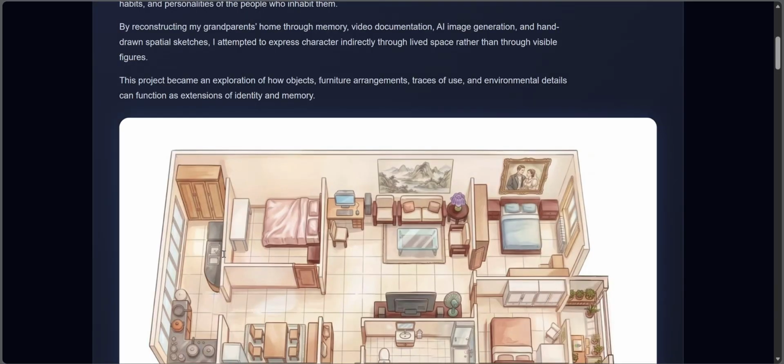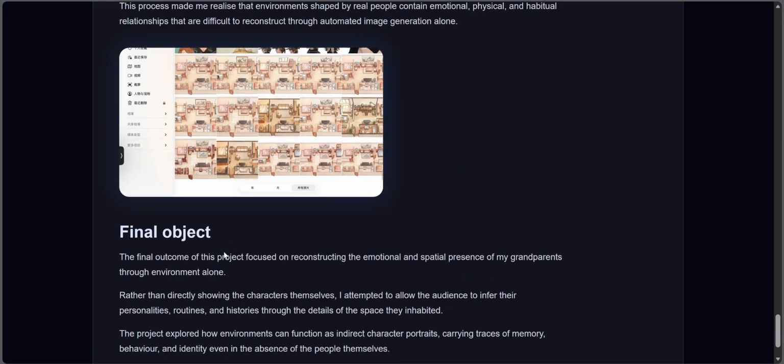During this process, I realized that an environment itself can become a portrait of a person. I did not need to show my grandparents directly. Their habits, personalities, and lives were already present in these objects and spaces. Therefore, this project uses traces within the environment to indirectly represent character. It also gave me a deeper understanding of how character can be constructed more completely in animation.